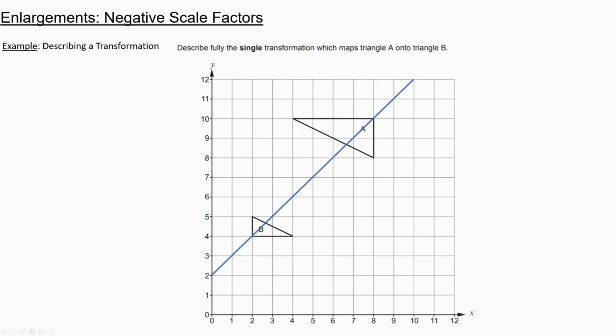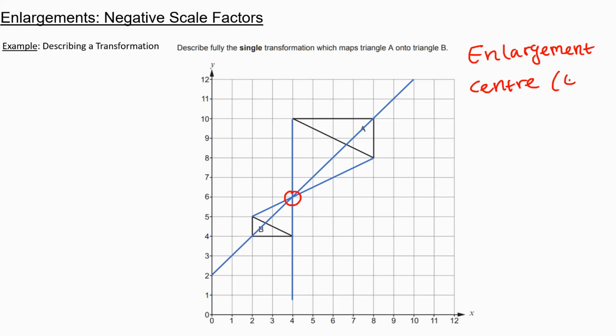So we can join up the corners, well, the corresponding corners, you can see. Where they meet, that's our center of enlargement. So I'm going to say this is an enlargement with center 4, 6.